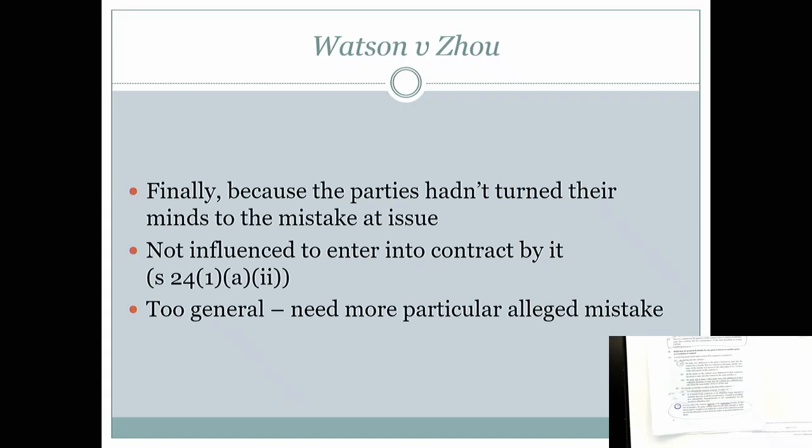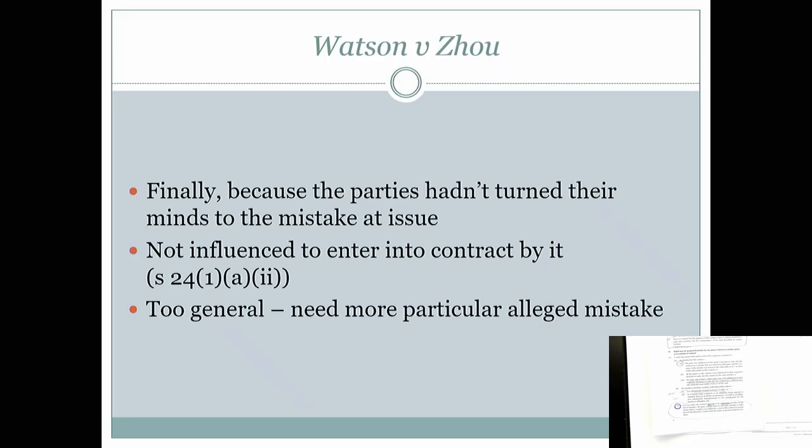And that means that they are unable to argue mistake. So essentially what Watson and Zhao is saying is either you need to write into the contract a vendor's warranty about the defect in question, but if you haven't turned your mind to the defect, it's going to be hard for you to then ask for it to be put into the contract. Or you need to ask the vendor whether or not this house has this defect.